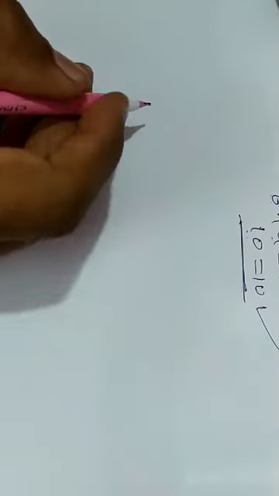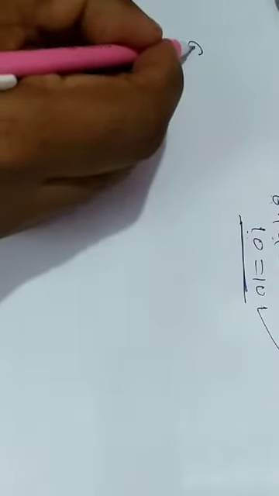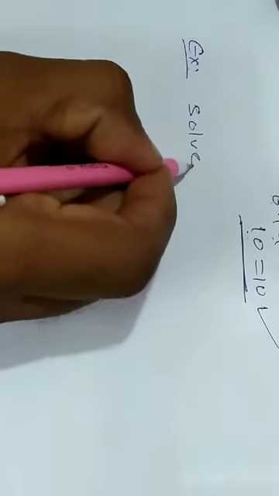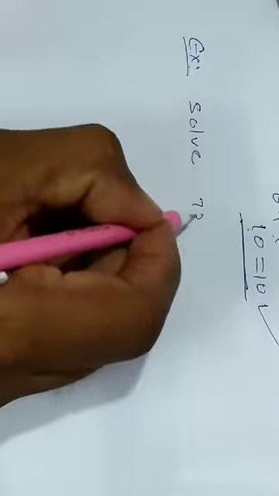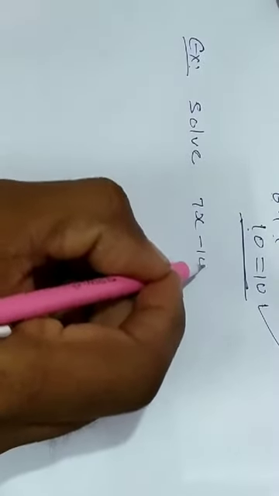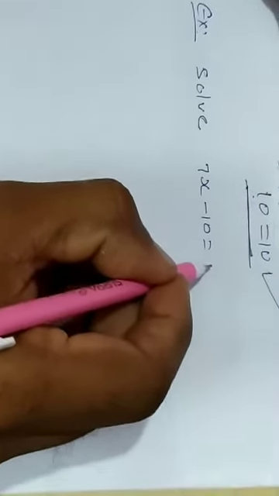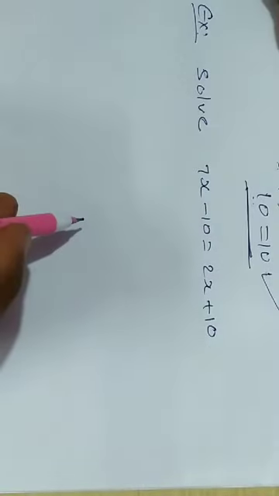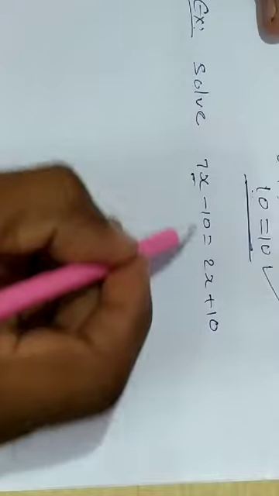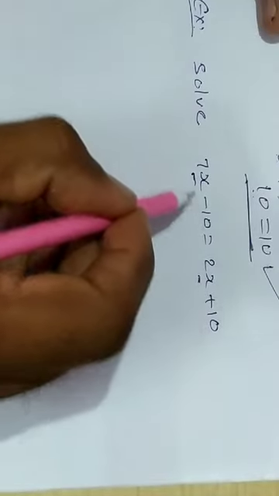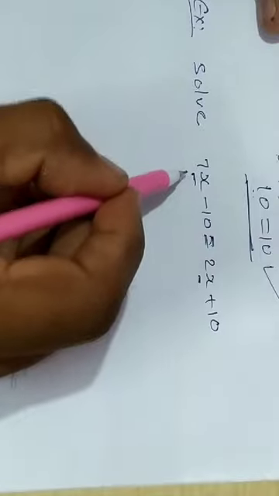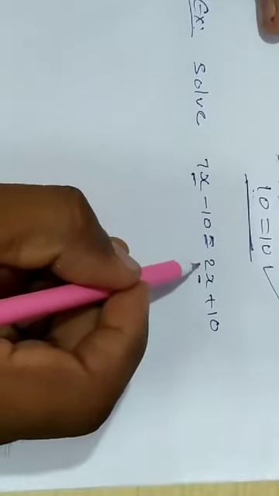Let me do one more example. Solve 7x minus 10 is equal to 2x plus 10. Okay, this is a simple equation in one variable, that is x. Here the variable is on both sides. It is in the LHS and it is in the RHS. Now separate them.